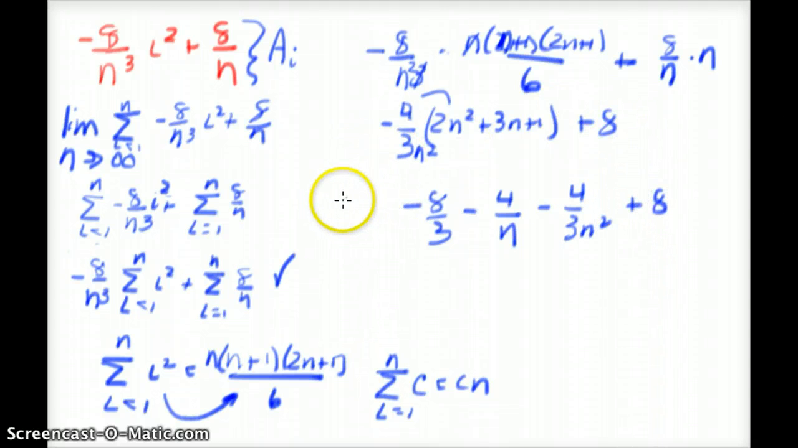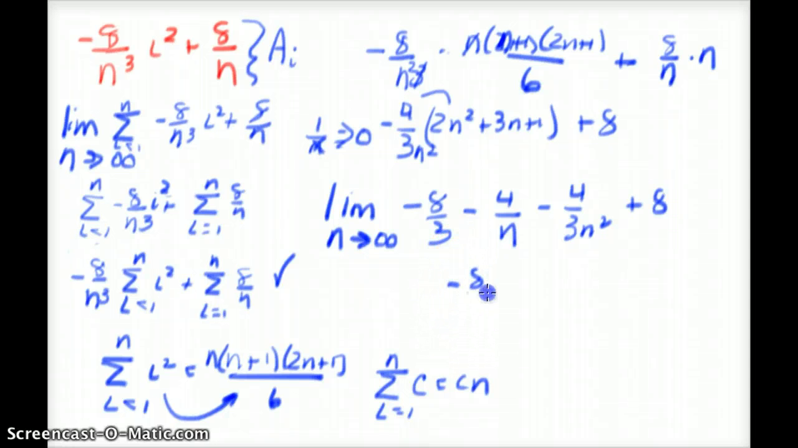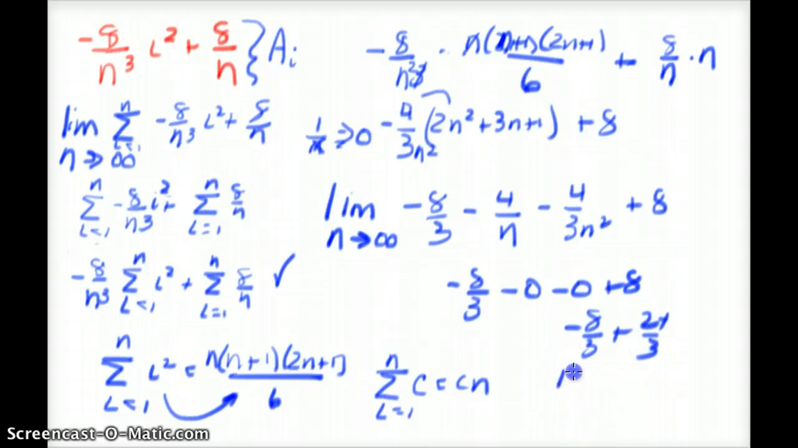Now, let's go back. Remember, we were taking a limit of this. What's the limit of this expression as n approaches infinity? Well, you may remember that the limit of 1 over x as x goes to infinity is 0. So the same thing would be true here. You'd have negative 8 over 3 minus 0 plus 8. And now you have 8, which is, what is 8? 8 is 24 over 3, so negative 8 over 3 plus 24 over 3, and that's going to give you 16 over 3, which is 5 1/3.